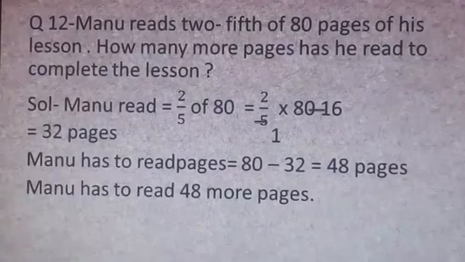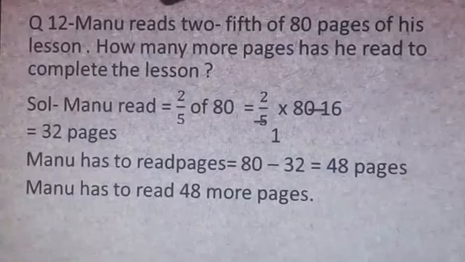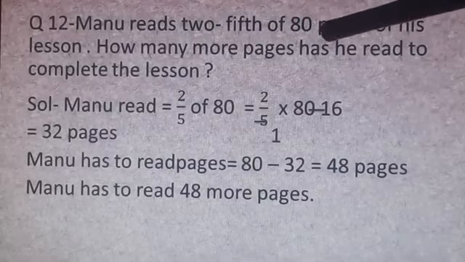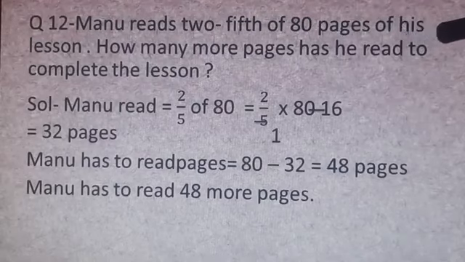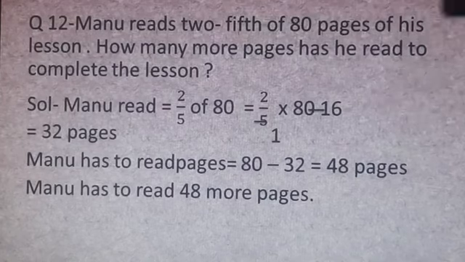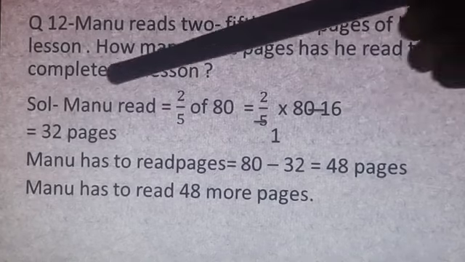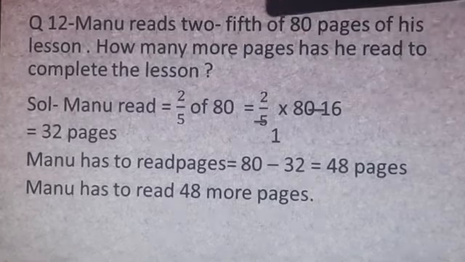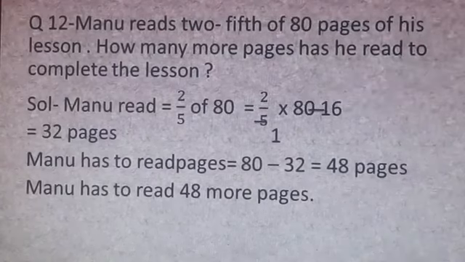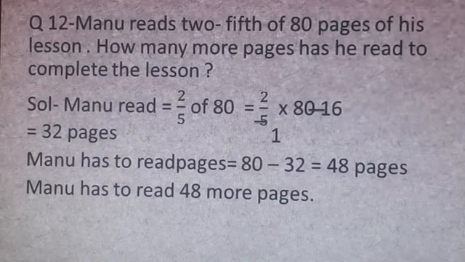Right? Question number 12. Manu reads 2/5 of 80 pages of his lesson. How many more pages has he read to complete the lesson? मनु ने अपनी बुक के 80 पेजेस के 2/5 रीड कर लिए, तो कितने पेजेस अभी उसके रह गए जो उसको पढ़ने हैं? So Manu read 2/5, 2/5 means 2/5 of 80. Of means multiply. So 2 upon 5 multiply 80.